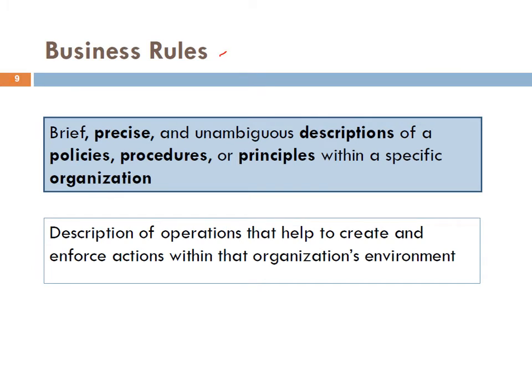Okay, a business rule is a brief, precise, and unambiguous description of a policy, procedure, or principle within a specific organization. Basically, when database designers go about selecting or determining the entities, attributes, and relationships that will be used to build a data model, they might start by gaining an understanding of what types of data there are, how the data will be used, in what time frames they are used, and so on and so forth.